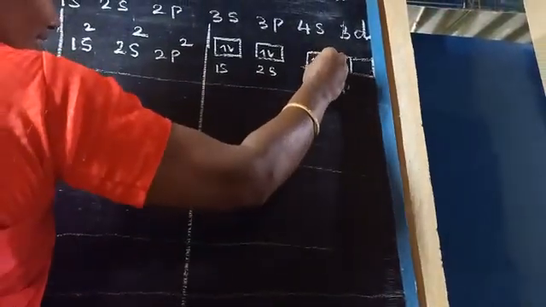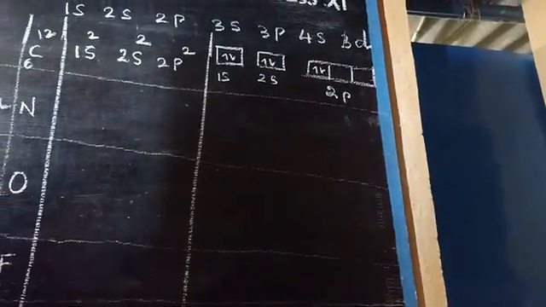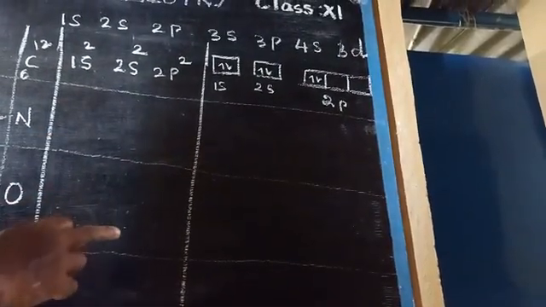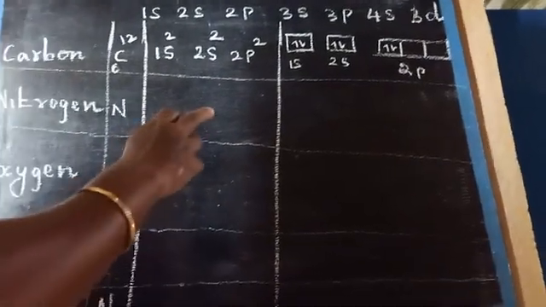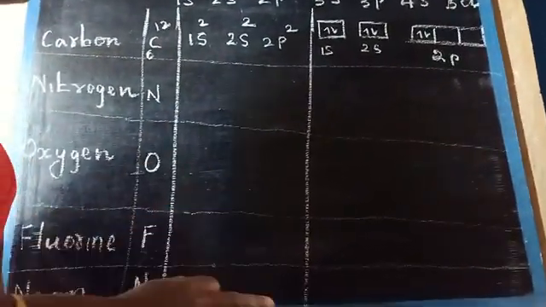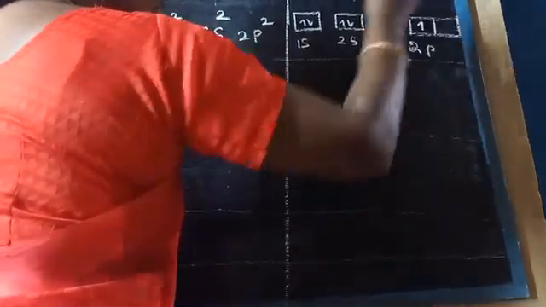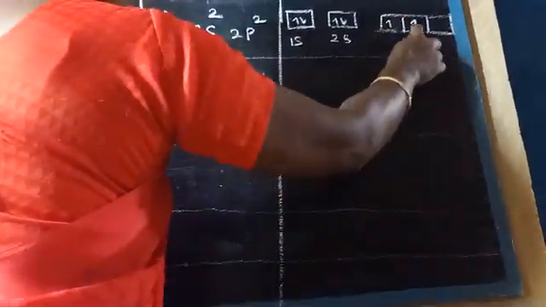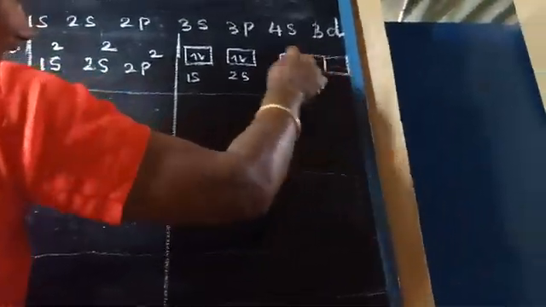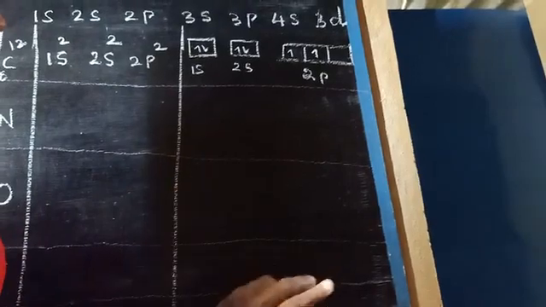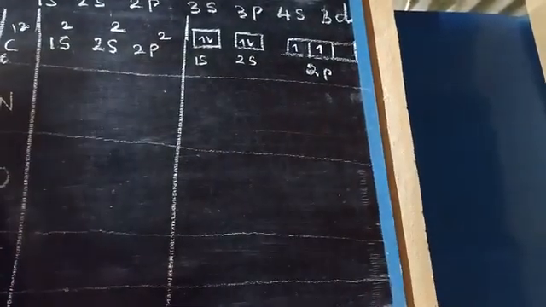If you write like this, this one is wrong. According to the rule, that is the third rule. What is the third rule? Hund's rule. No pairing occurs until all the orbitals are singly occupied. So first fill the single electrons. After filling the single electrons, next start the pairing. Are you clear, children? Okay, so now come to nitrogen.